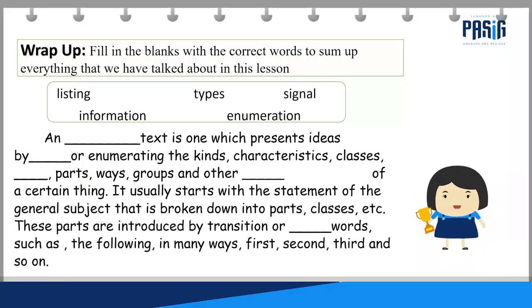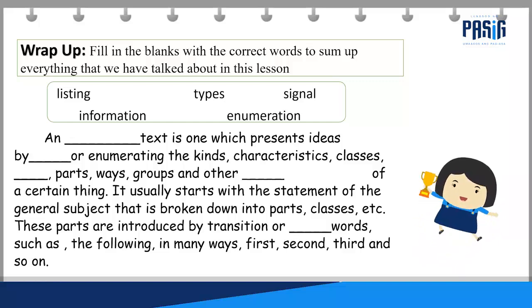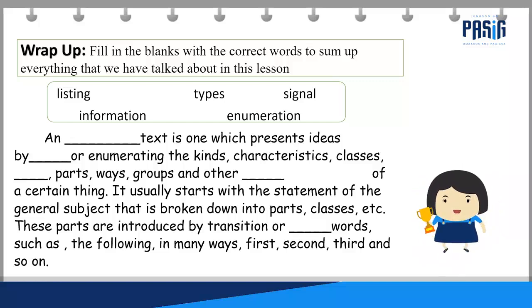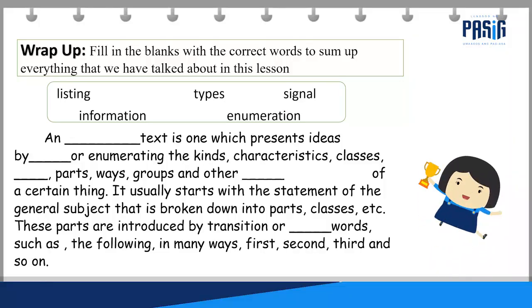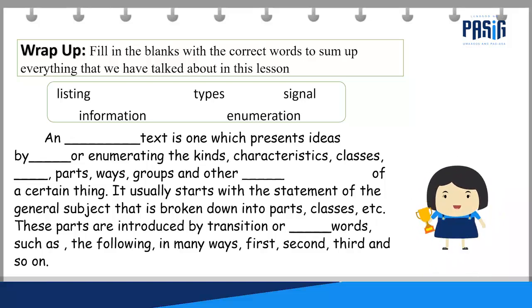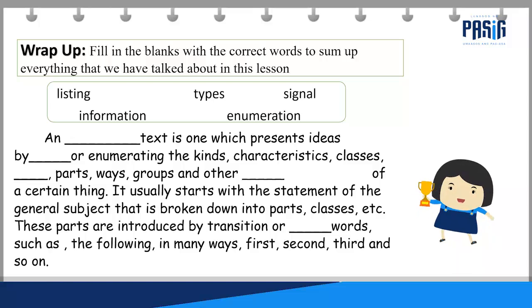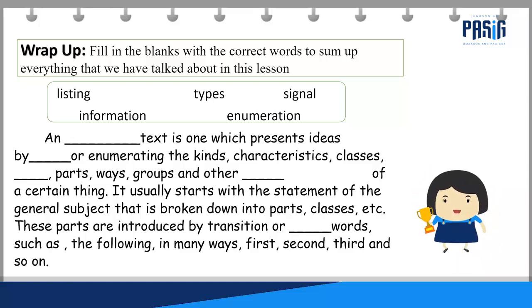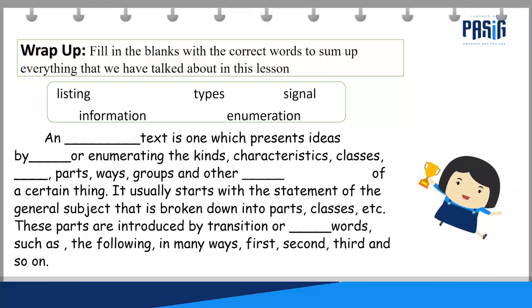Fill in the blanks with the correct words to sum up everything that we have talked about in this lesson. And blank text is one which presents ideas by blank or enumerating the kinds, characteristics, classes, blank, parts, ways, groups, and other blank of a certain thing. It usually starts with a statement of a general subject that is broken down into parts, classes, etc. These parts are introduced by transition or blank words such as the following: in many ways, first, second, third, and so on.